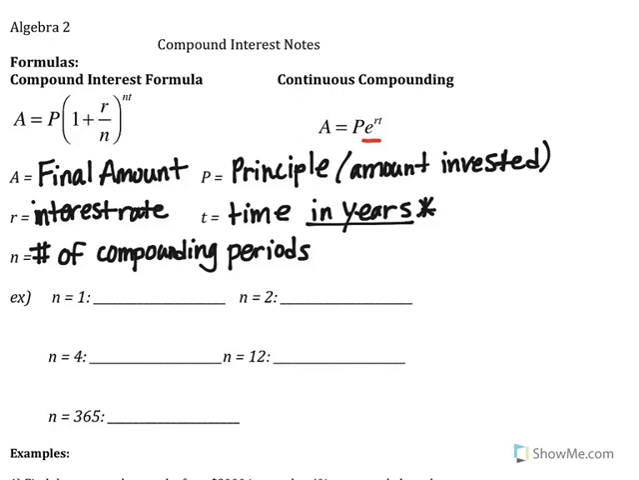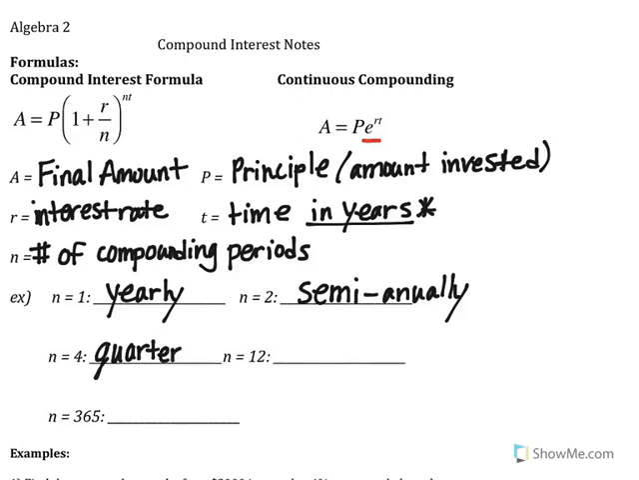So for compounding periods, if we're going to use that first formula, N equals 1 would be yearly, N equals 2 would be semi-annually. So if you think a semicircle is when you cut the circle in half, same thing, we're cutting the year in half with semi-annually. 4 would be quarterly. This is a popular way for people to talk about money in different quarters. N equals 12 would be monthly. And then 365, although this could be different, but we're going to use that as our standard for daily.